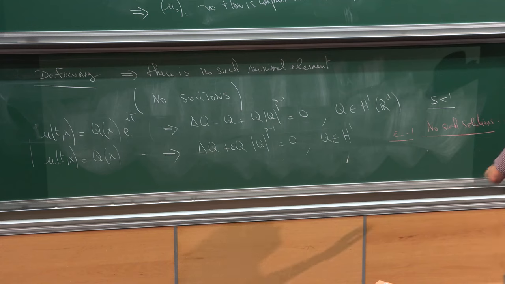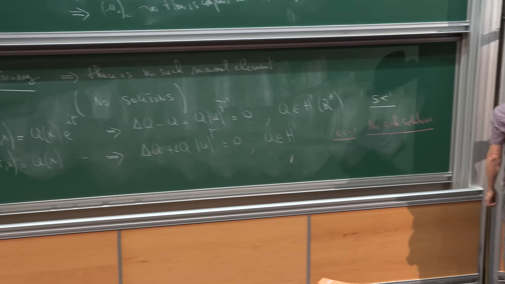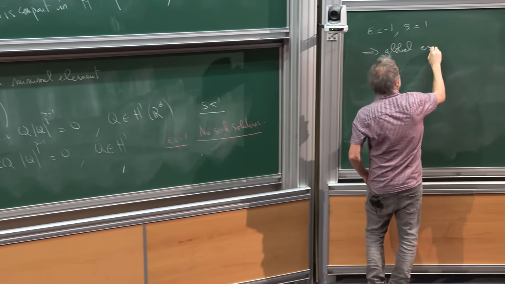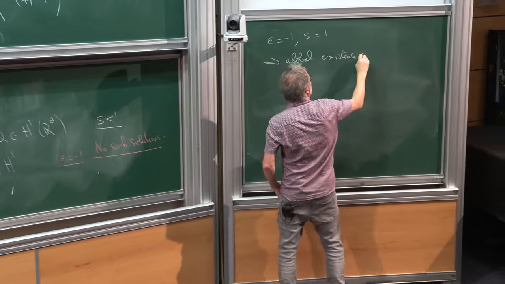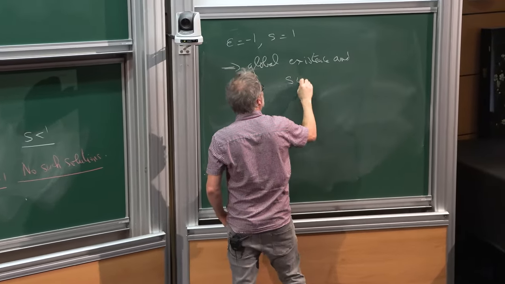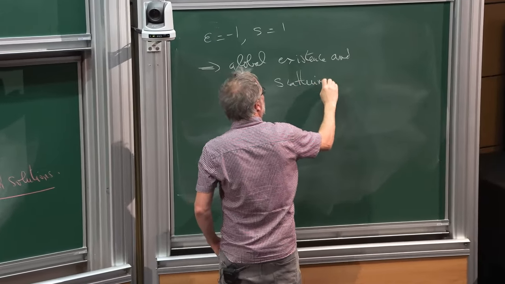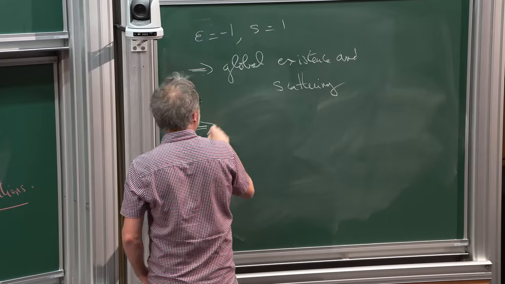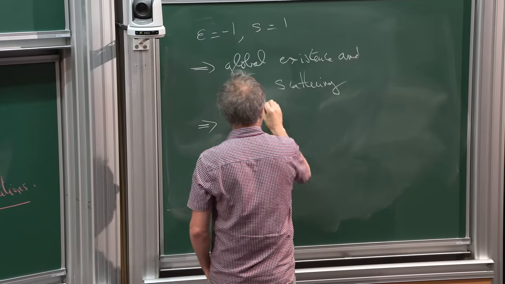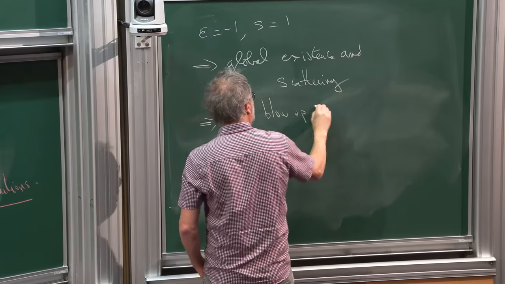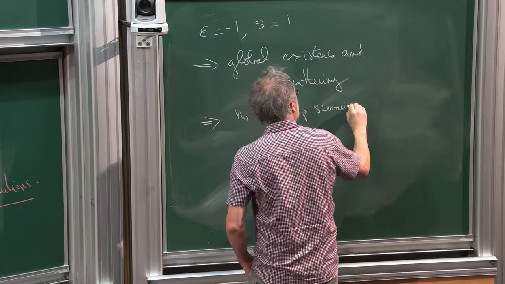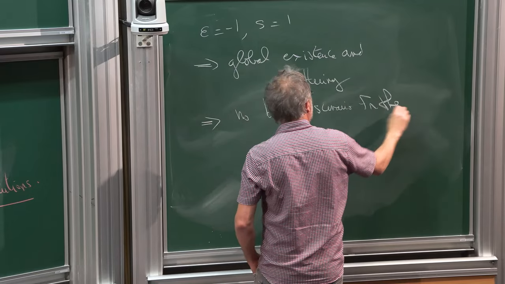So this is really the picture. For epsilon equal to minus 1 and S equal to 1, you have global existence and scattering. And really, I like to think of it this way: the proof is a no blow-up scenario for the minimal singularity.